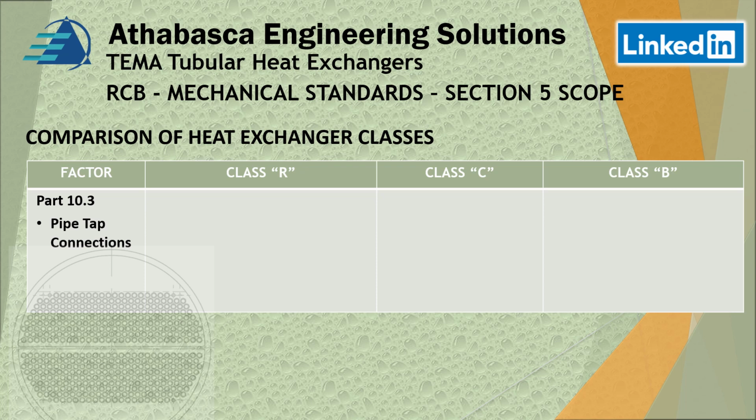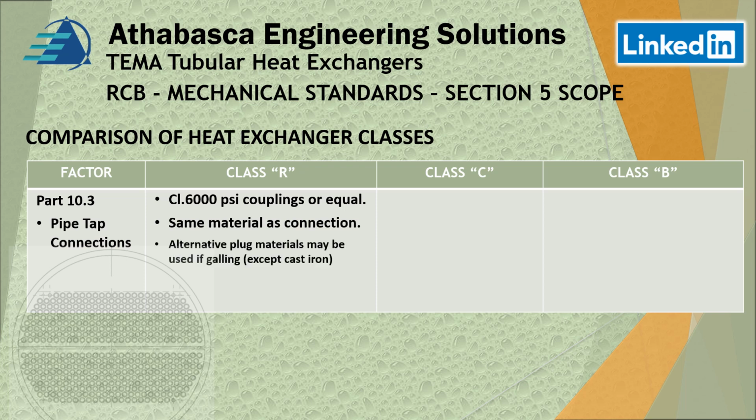Interesting one that I've seen people get caught with when converting from a Class B or C exchanger to a Class R is the pipe tap connections, believe it or not. If you follow the rules exactly with the Class R design, then 600-pound couplings or equal are required. The second rule, which is good engineering practice, is that it must be the same material as the connection. Alternative materials can be used if galling is a problem.